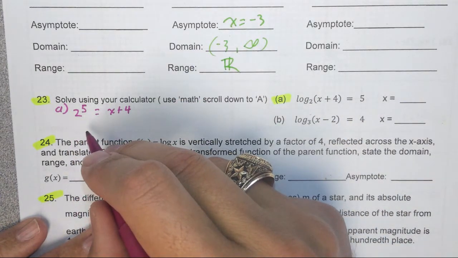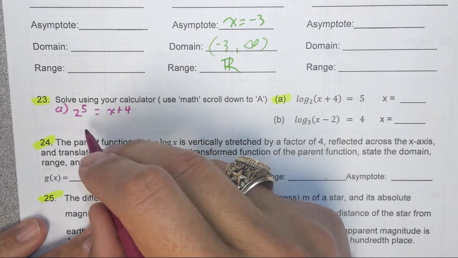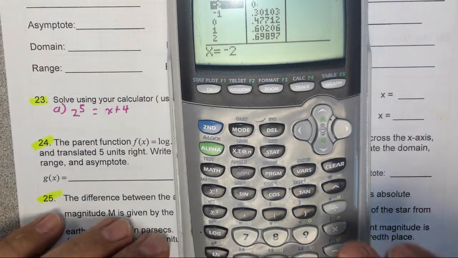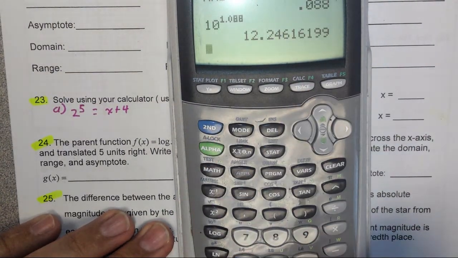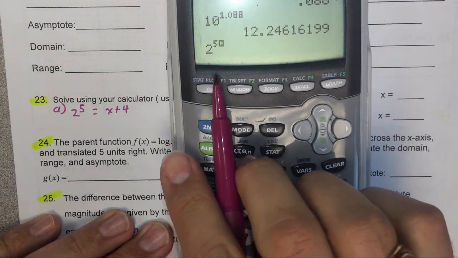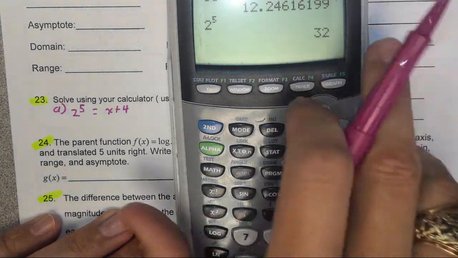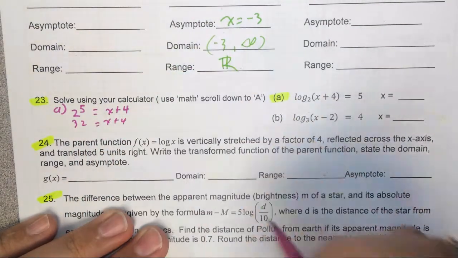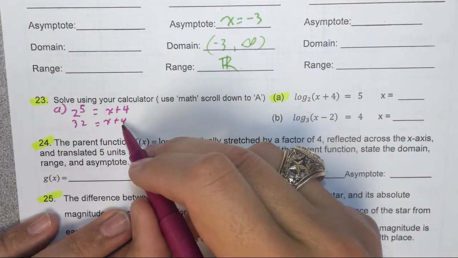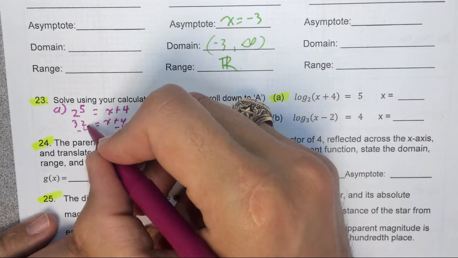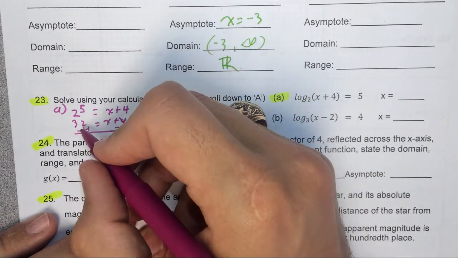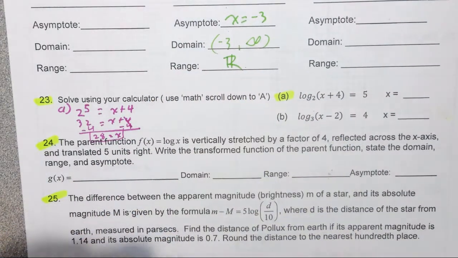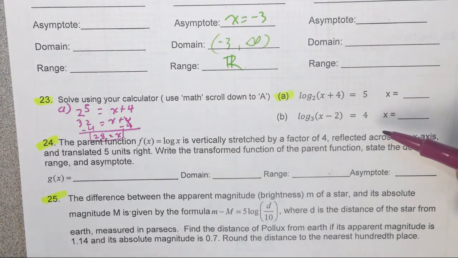This right here, 2 to the 5th, that is not 2 times 5, that is not 10. So we have 2 to the 5th, just like this, press enter, that's going to get you 32. So 2 to the 5th, 32 is equal to x plus 4, and then for this x plus 4, we got to get rid of the 4, minus 4, that cancels, 32 minus 4 is 28, equals x. Other ones done the exact same way.